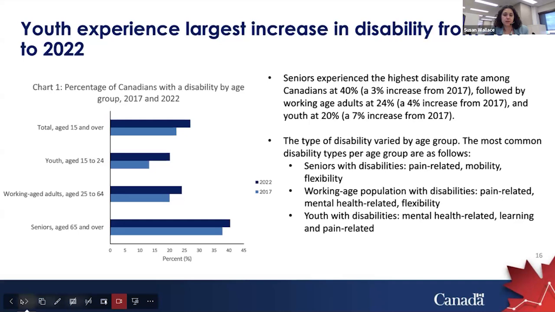Moving on, youth experienced the largest increase in disability from 2017 to 2022. While seniors experienced the highest disability rate among Canadians at 40%, the increase in the disability rate among youth was the largest increase at 7 percentage points between the two years. In addition, the type of disability varies by age group. The most common disability per age group among seniors was pain-related, which was the same as for the working age population or persons aged 25 to 64 years of age.